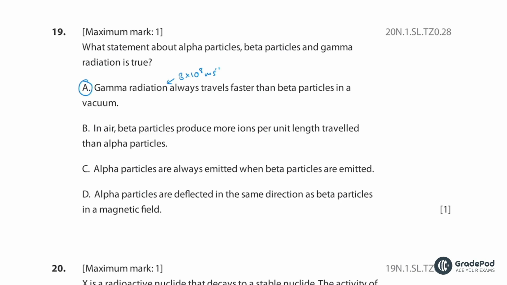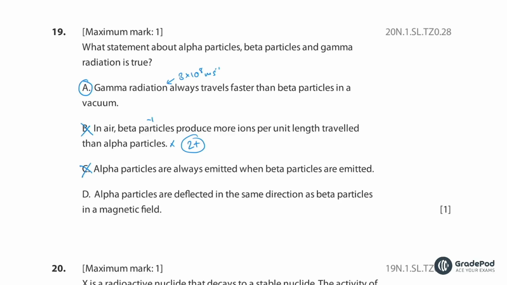B. In air, beta particles produce more ions per unit length travelled than alpha particles. Well, no, alpha particles have a charge of 2+, beta particles have a charge of 1-, and 2+ is more ionising than 1-. Not correct. C. Alpha particles are always emitted when beta particles are emitted. Nope, that's not true.